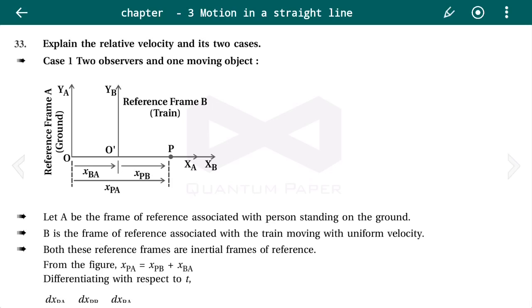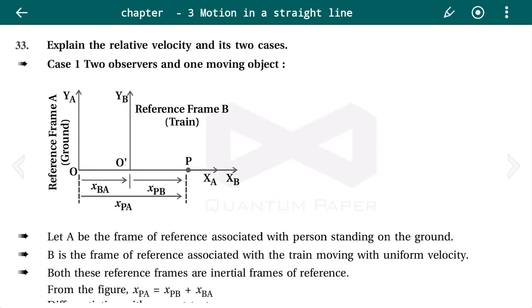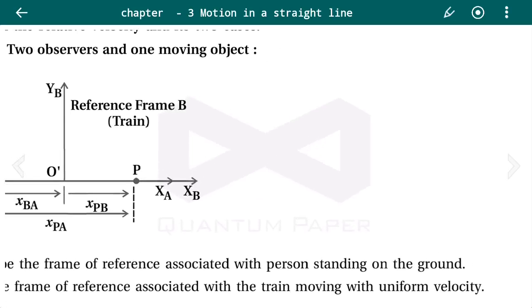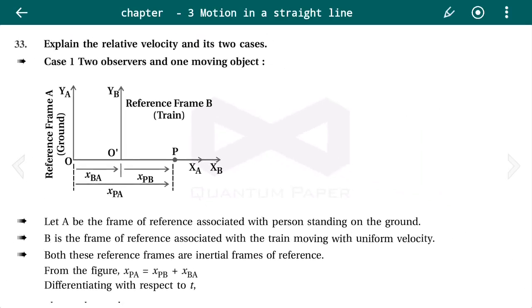Now see, the first case over here, that is two observers and a moving object, right? Here let A be the frame of reference associated with the person standing on the ground, and B is the frame of reference associated with the train moving in uniform velocity. So here the two observers are the person standing on the ground and the train. The train is taken as reference frame B, and the ground on which the person is standing is taken as reference frame A, right?